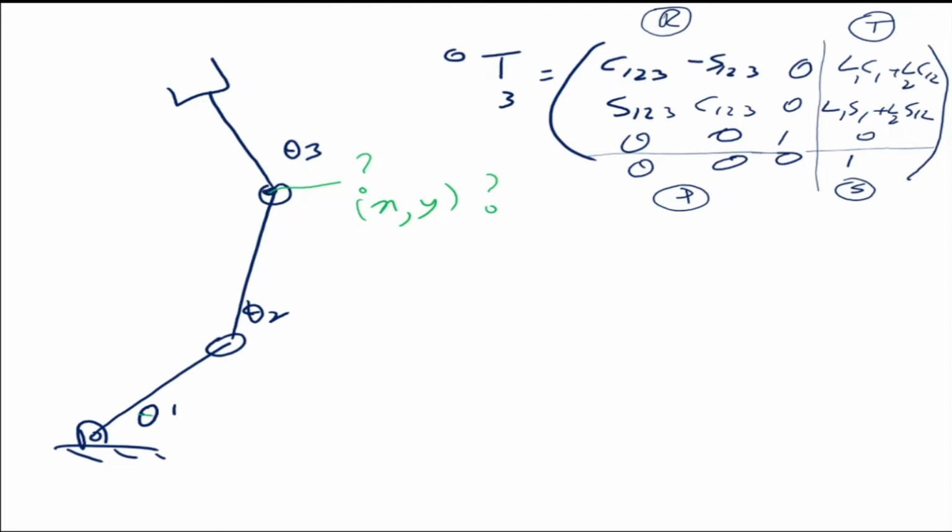Okay. So what this tells me is the rotation or the orientation of the end effector. And this tells me the position of the end effector. So this column here is the position x, y, and z, and this is the rotation of the end effector with reference to the base frame. So in the direct kinematics problem, we also call it forward kinematics.